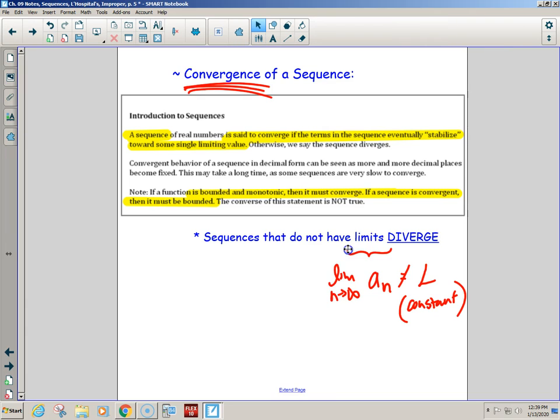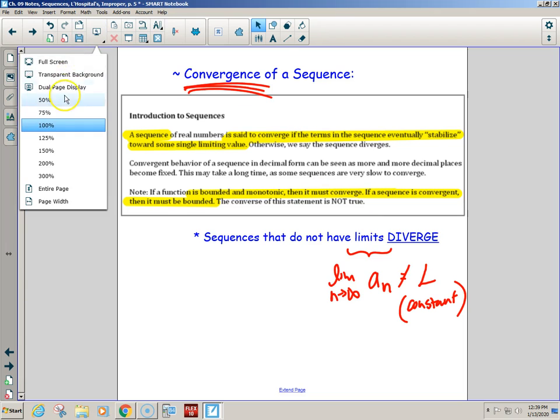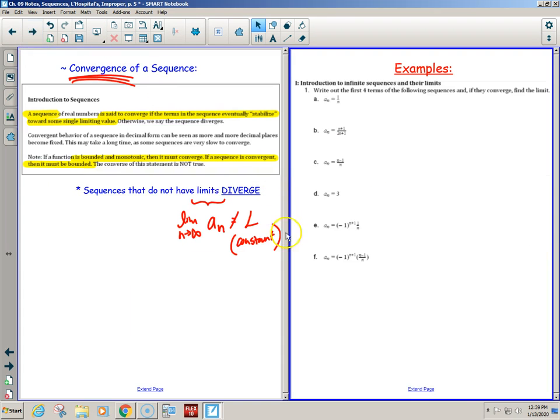Then it will diverge. Now, there's a lot of information on this page. Some of you might want to take a screenshot of it, possibly. You can access it online. Also true. However, what I want us to do right now is do some practice.